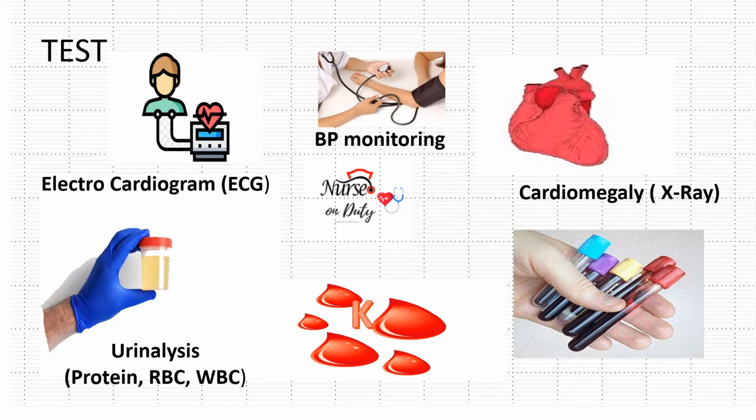Next is the laboratory using the urine or urinalysis. Checking for the presence of protein, it indicates that there is sugar. This is common for the patients with diabetes. RBC, presence of blood in the urine, indicates also a renal problem, and WBC indicates an infection.